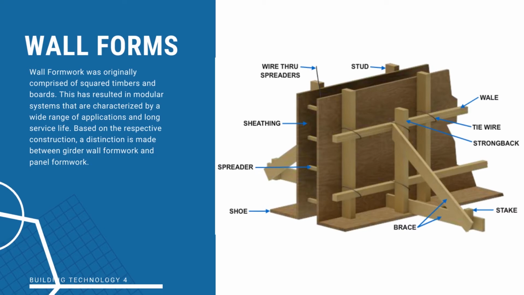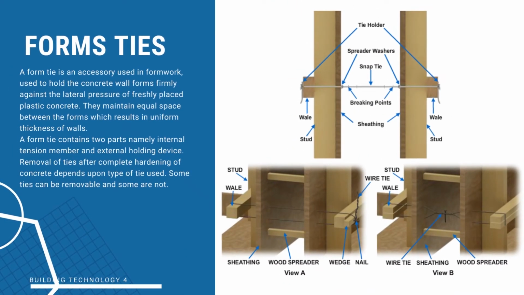Next slide. And last is form ties. A form tie is an accessory used in formworks to hold the concrete wall forms firmly against the lateral pressure of freshly placed plastic concrete. They maintain equal space between the forms, which results in uniform thickness of wall. A form tie contains two parts, namely internal tension member and external holding device. Removal of ties after complete hardening of concrete depends on the type of tie used. Some ties can be removable and some are not.